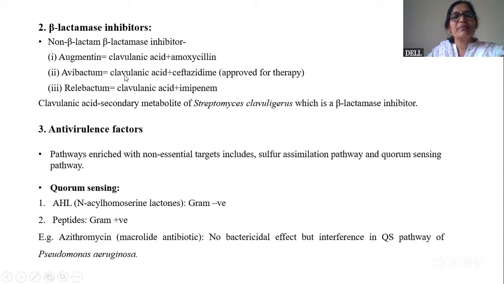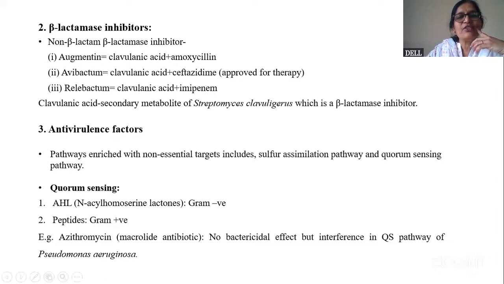Then avibactam, again, is a combination, and this is actually approved for therapy. And also relebactam with imipenem. Because clavulanic acid is a secondary metabolite from Streptomyces, it is a beta-lactamase inhibitor. I think one has to keep this in mind, that one compound has to inactivate the enzyme and the drug should act on the bacteria.